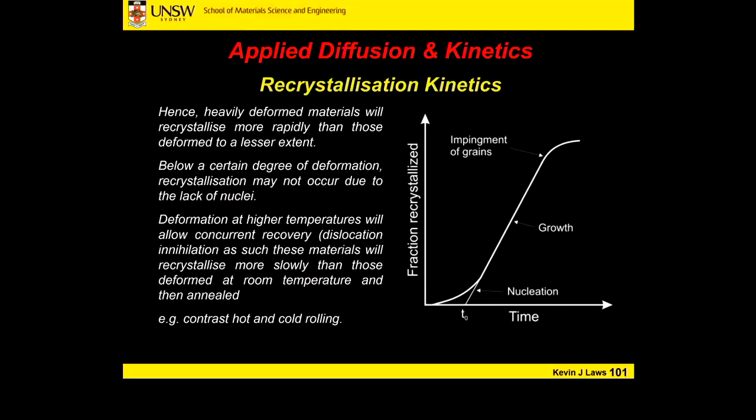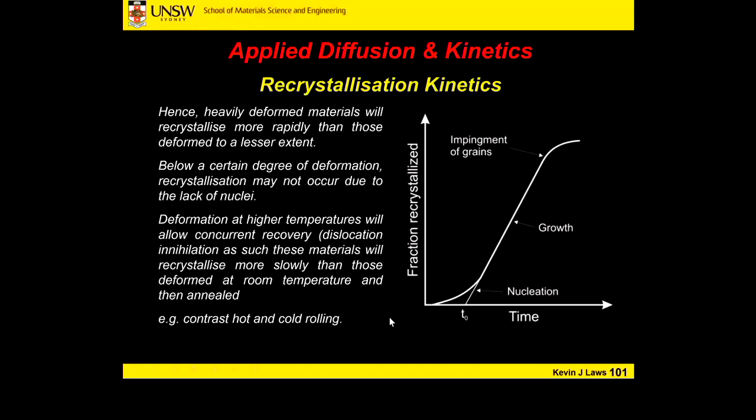Hence, heavily deformed materials will recrystallise more rapidly than those deformed to a lesser extent. We've covered that. Deformation at higher temperatures will allow concurrent recovery. Recovery at higher temperatures is basically the annihilation of dislocations, and hence these materials will recrystallize more slowly than those deformed at room temperature then annealed. So hot rolling close to or above the recrystallization temperature is giving us fewer nucleation sites. Our nucleation rate and recrystallization rate for a material deformed at elevated temperature, cooled and then heated again, is going to be slower.